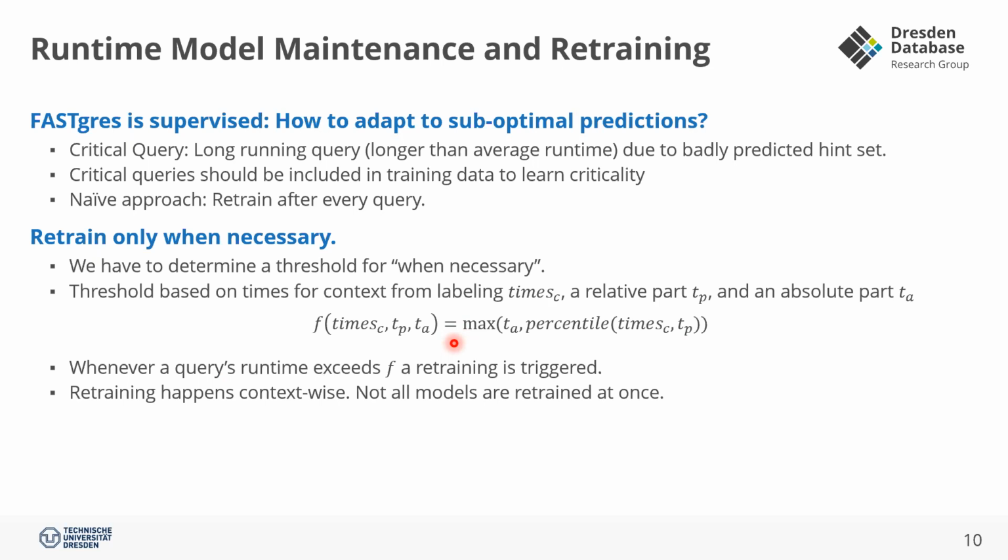And a retraining is also only triggered context-wise, so we do not retrain all the models, but only one model is retrained. All the other models can work as they are, and so you do not block the query execution, because you can't get predictions from the model that is currently retraining, because you're only retraining one model at a time for one context.